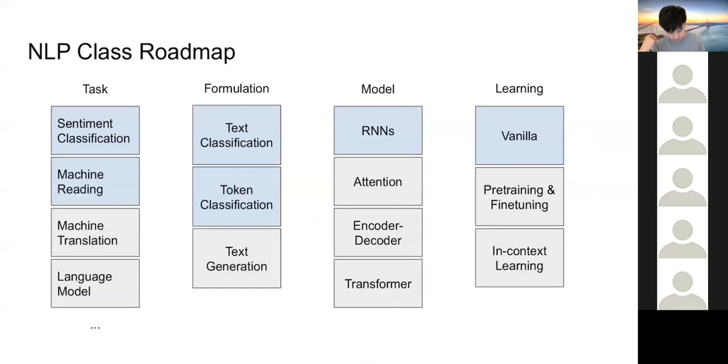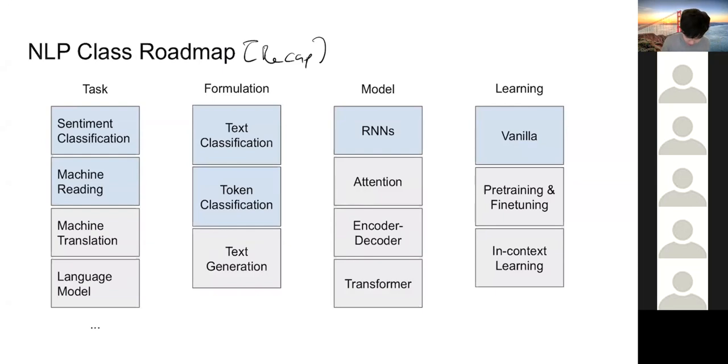Okay, so recap. I forgot to put recap here. In the last lecture, I mentioned that what we're going to cover for the entire class this semester can be explained with these boxes. So far we have covered a few tasks, including sentiment classification and machine reading. These are the tasks that we want to accomplish with machine learning models. It's like our objectives. And in order to create a model for these tasks, you formulate them into some abstract problems like text classification, token classification, or text generation.